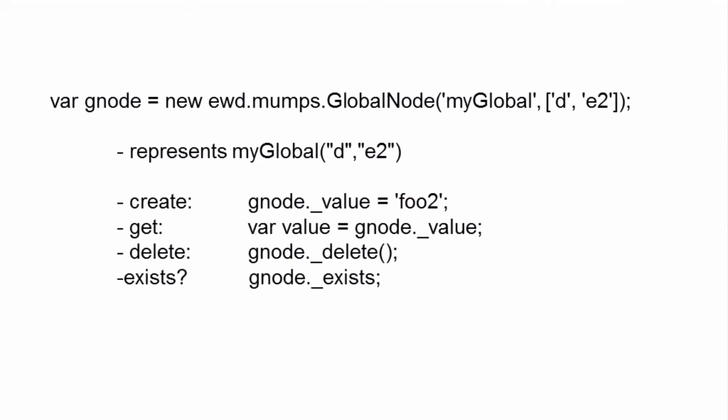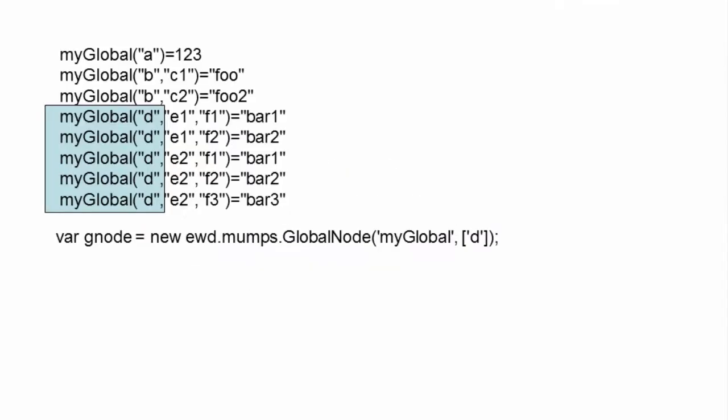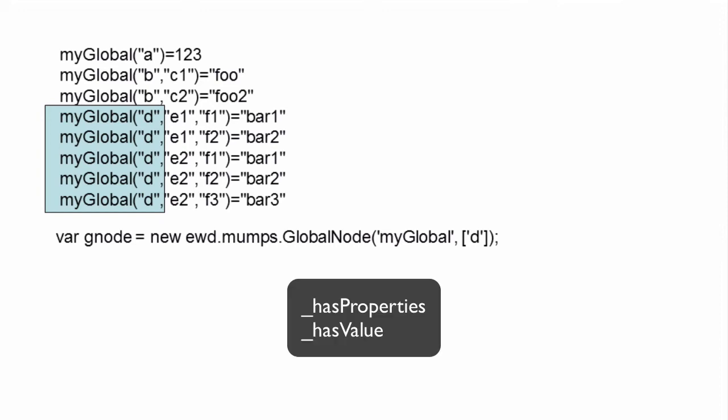And finally, there's another useful property, exists, that allows you to confirm whether or not a global node actually exists, either as an intermediate or a leaf node. Speaking of which, it can often also be useful to be able to determine whether a global node is an intermediate or leaf node. And you can use these further properties, hasProperties and hasValue, to discover this.